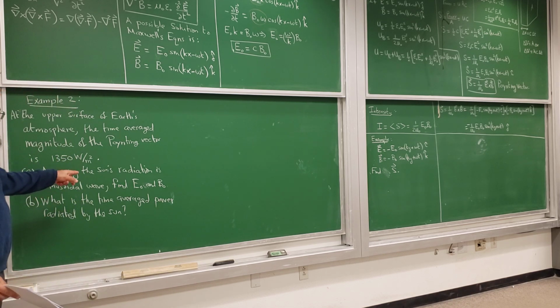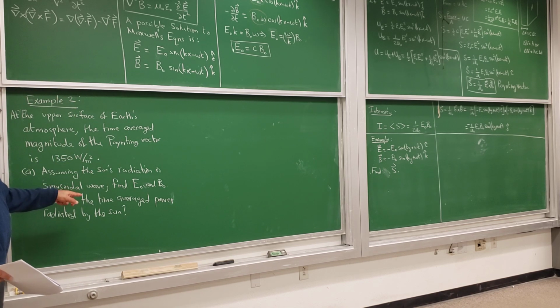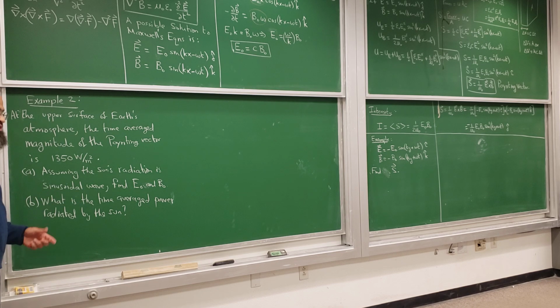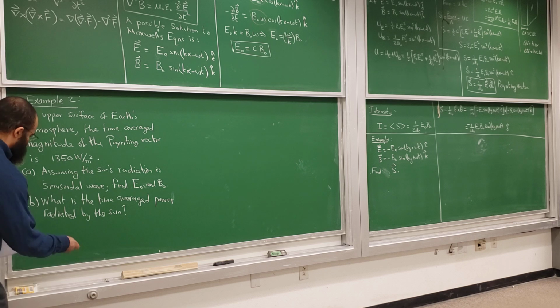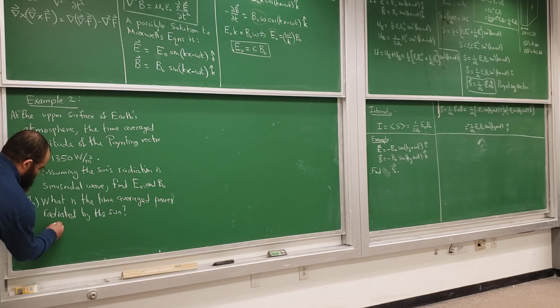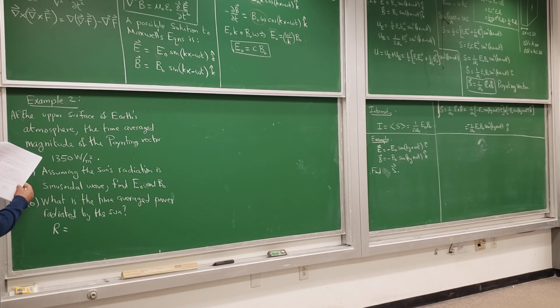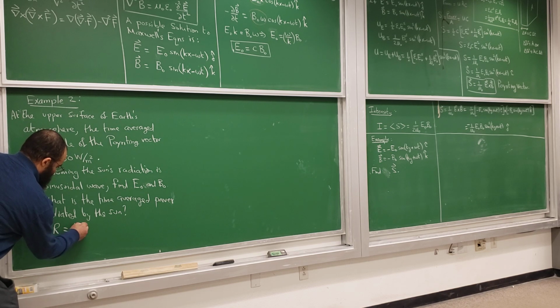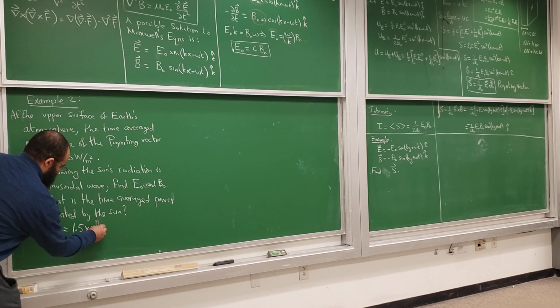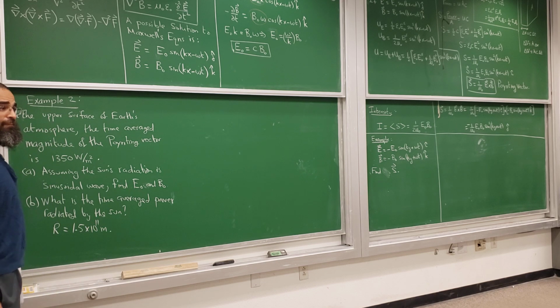Assuming the sun's radiation is sinusoidal, meaning it's just a sine function, find E naught and B naught. Then it asks, what is the time averaged power, the average power radiated by the sun? And I need to give you the distance from the Earth to the sun. The distance from Earth to the sun is R equals 1.5 times 10 to the 11 meters.